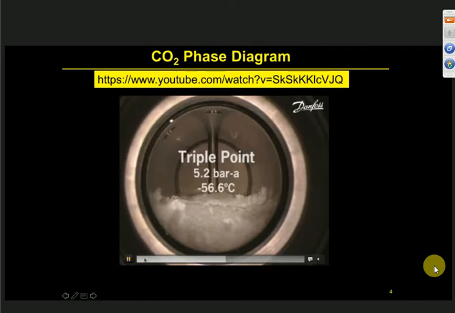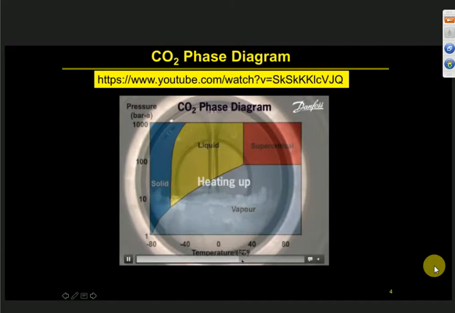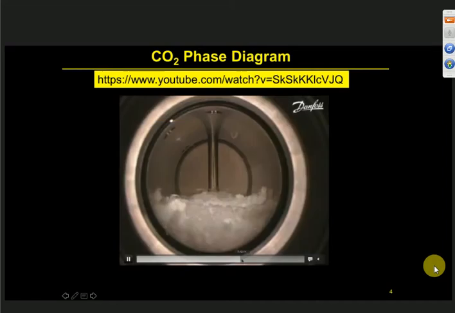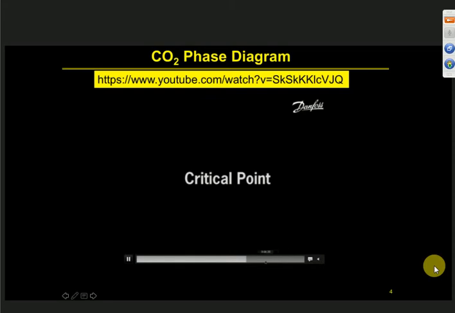Okay, and then what happens again if you reheat it? So the solid CO2 becomes a liquid. I'll move forward a little bit faster. As you're heating up, again you're going along the vapor pressure curve. Then see the solid CO2 turns into liquid. And then again liquid and vapor are in equilibrium. Now let's see the critical point.